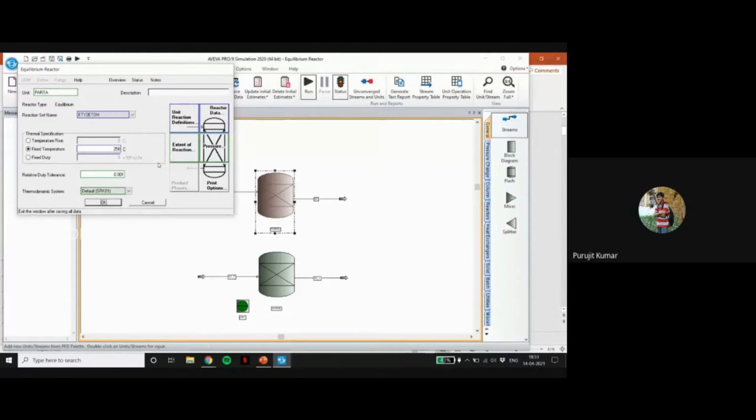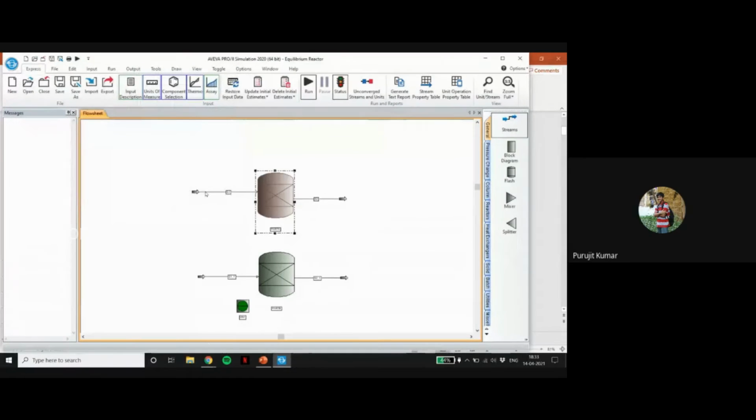What is given in the statement is that the feed is at 25 degrees Celsius and 35 bar, and the reactor is at 250 degrees Celsius. So it shows that it's a fixed temperature equilibrium reactor. So we chose the reaction set name, the reaction that we defined, ethylene to ethanol. Then we give the temperature and the thermodynamics that we're using. So we even have to give reactor data.